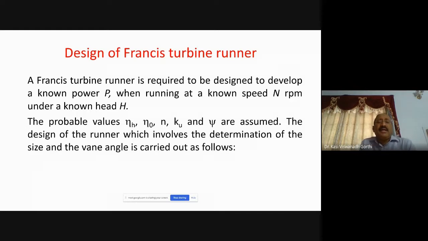The design of the runner, which involves the determination of the size of the runner, that means how much diameter should be provided at inlet, outlet, breadth at inlet, outlet, and vane angles, alpha, theta, beta, and the value of phi. Of course, beta is 90 degrees for the modern Francis turbine. So this is to be computed.